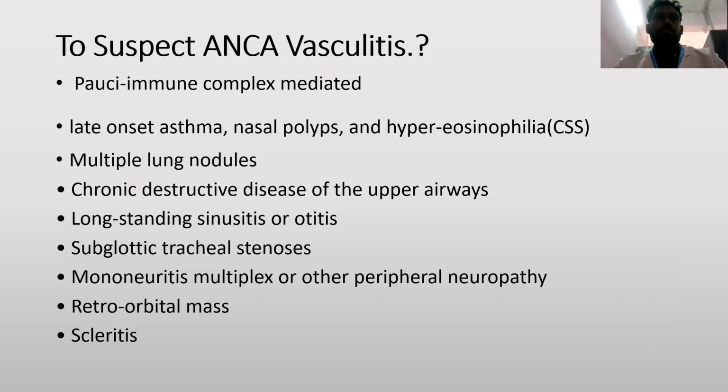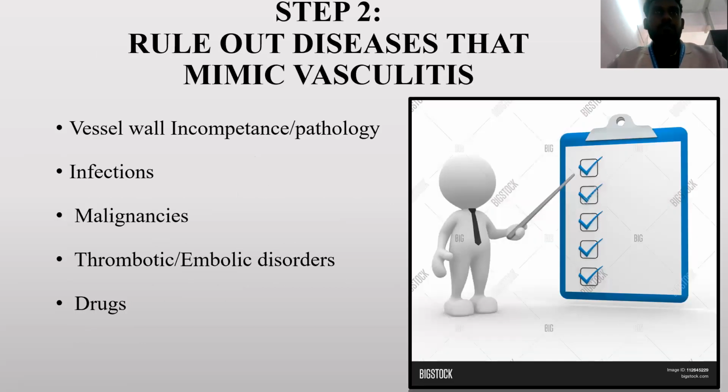Multiple lung nodules, chronic destructive disease of upper airways, long-standing sinusitis or otitis, subglottic tracheal stenosis, mononeuritis multiplex or other peripheral neuropathy, retroorbital mass, scleritis. You should always keep Wegener's in mind.